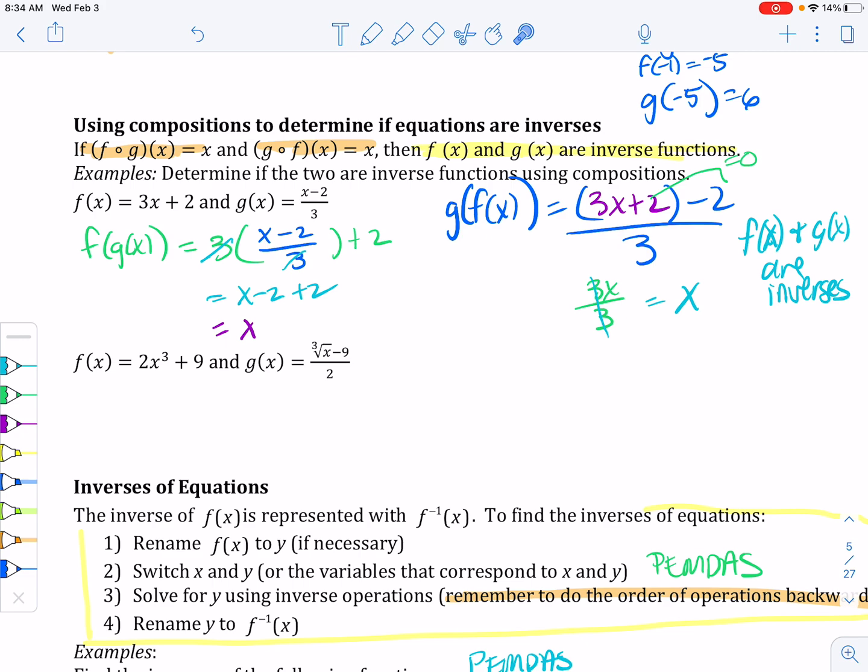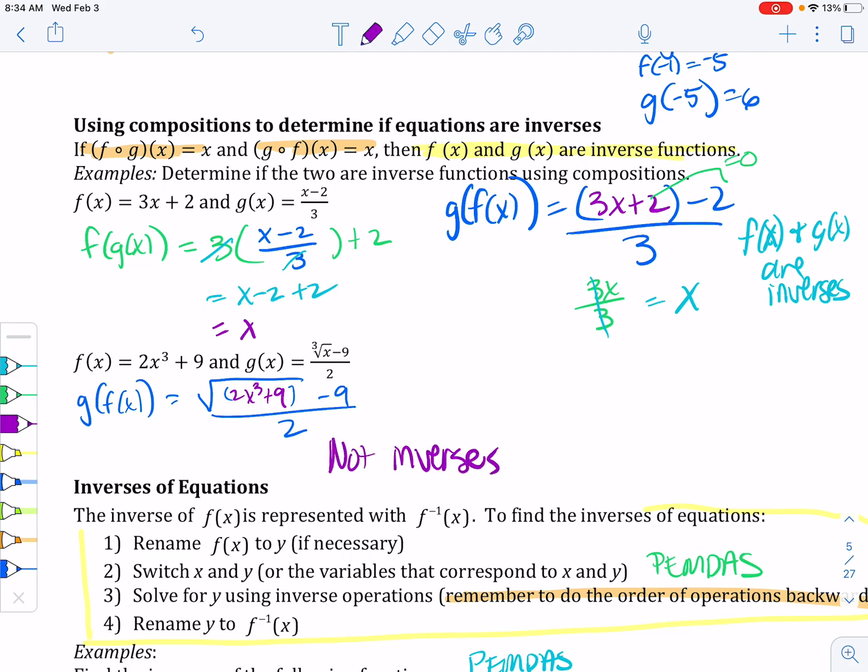Okay. If we look at the next one, if I plug that in, so if we do g of f of x, that means that we're going to do the cube root of something minus 9 over 2. So our something is 2x cubed plus 9. Okay. Well, there's nothing I can do inside the root. You might be tempted to say these are 0, which they would be, except for this one's under the root. Well, I can't take this out of the root. There's nothing I can do. So there's actually no other simplification that this has that can be done. So that's it. This does not equal x. So I can say not inverses.